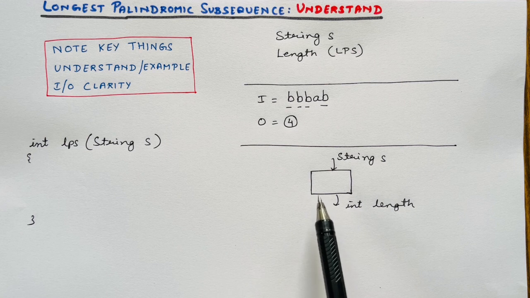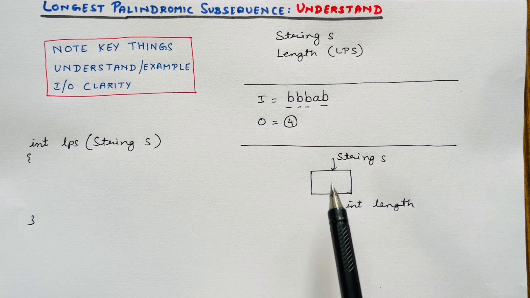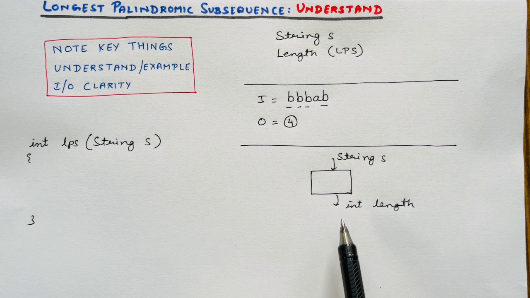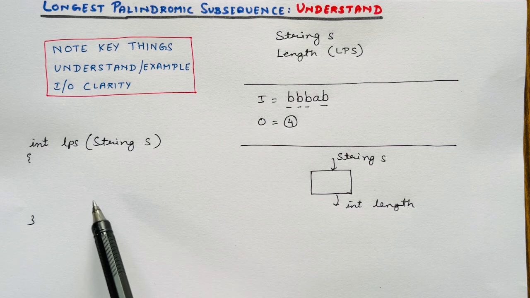So if we consider our solution as a black box, we are getting input as string s and we are returning an integer length as output. So what will our function signature look like? Our function signature will look something like this.